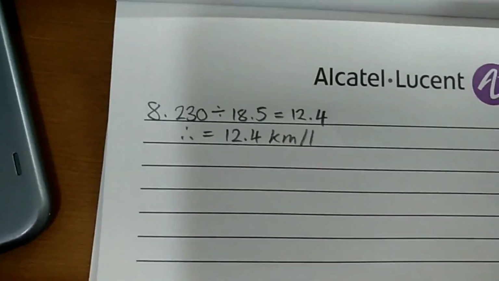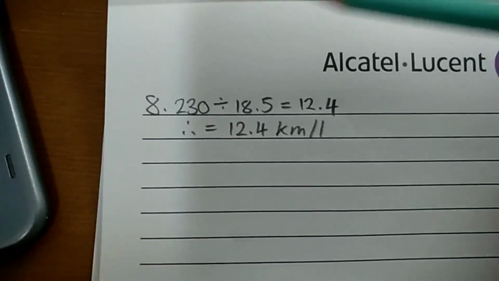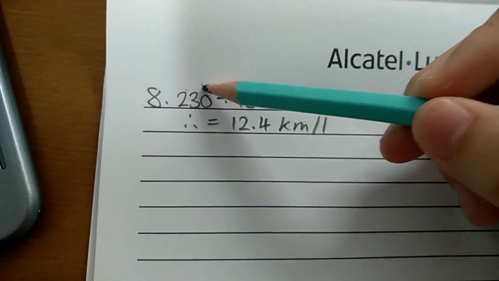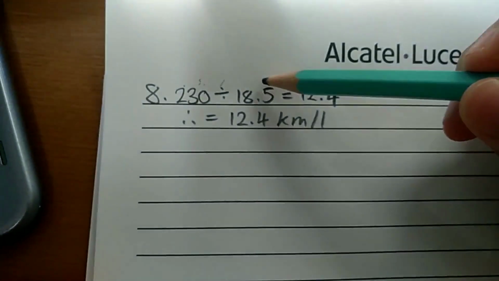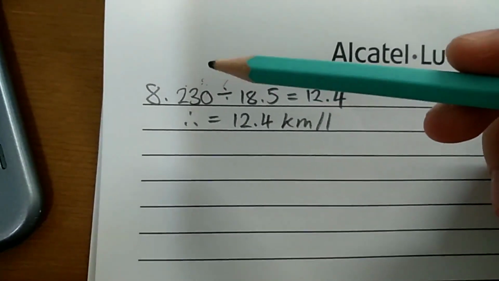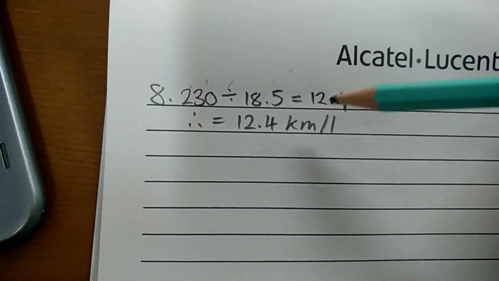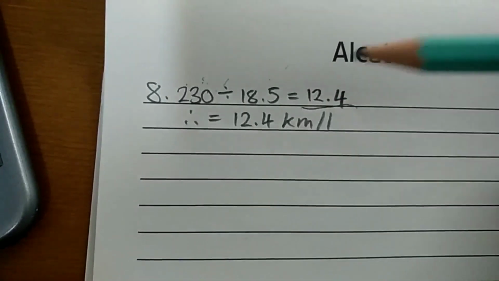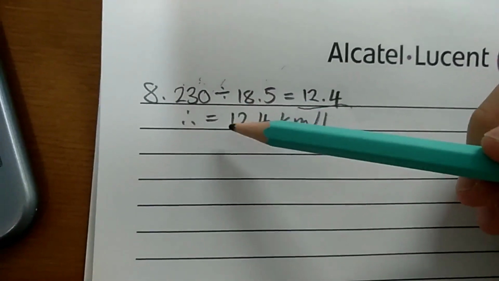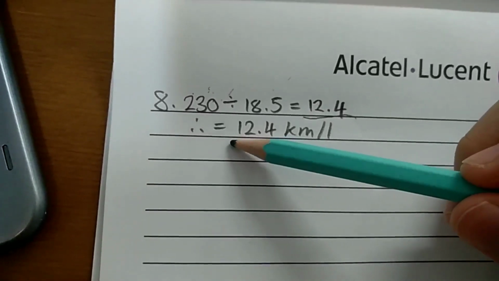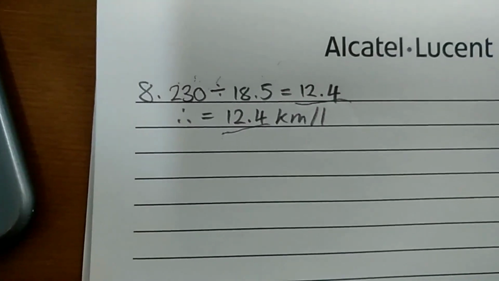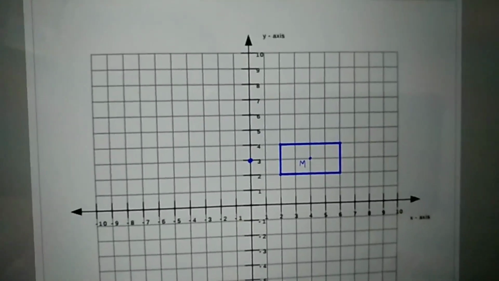Now moving on to question 8. Using the information from the question, which is 230 km and 18.5 liters, we divide this by this, which will get us 12.4. Therefore, the km per liter is 12.4. Moving on to question 7.